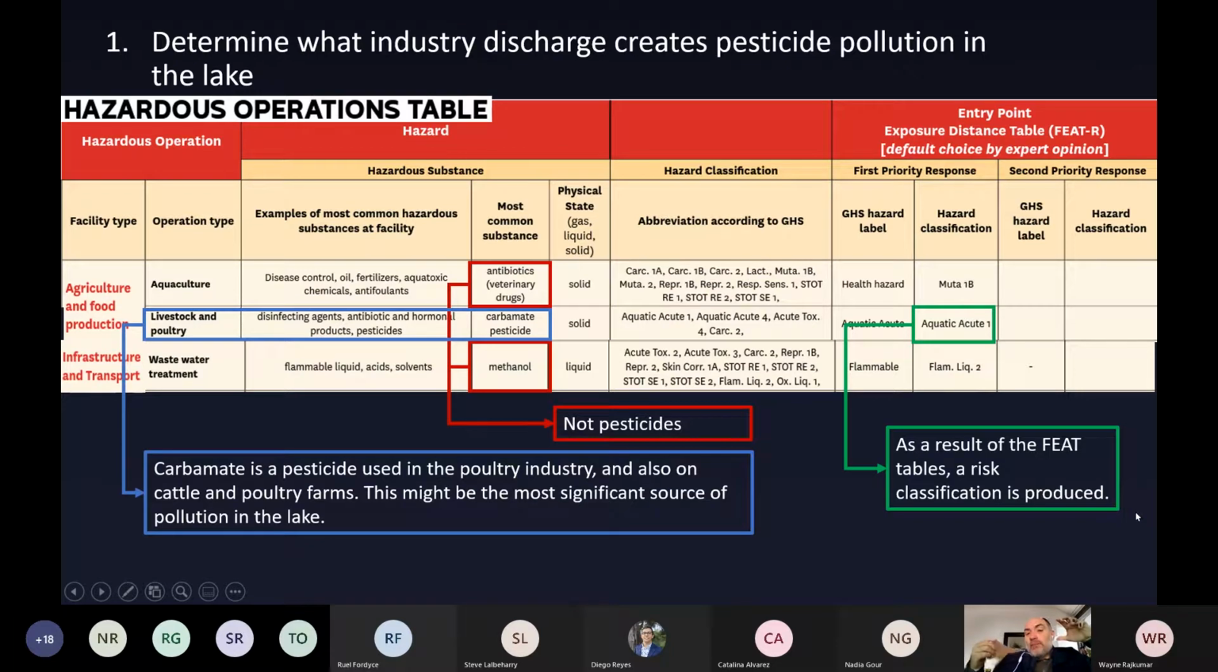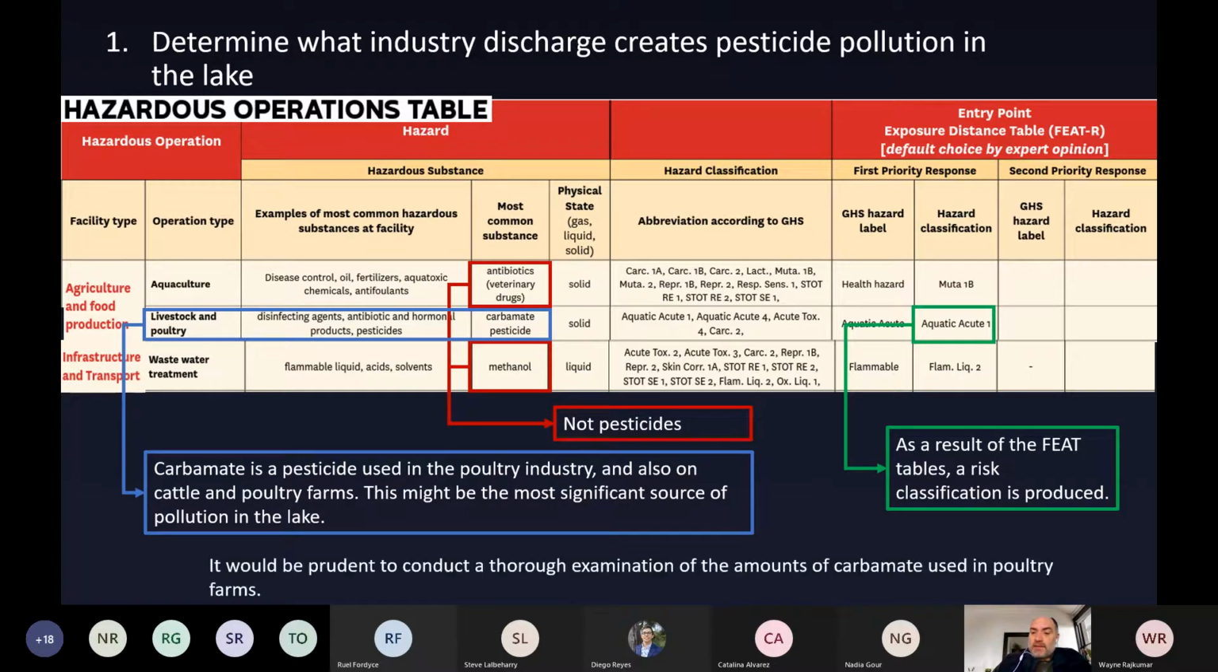However, what comes from the table itself says that aquatic acute is the first impact that I should address for this kind of pollution. Can you click, please, Diego?